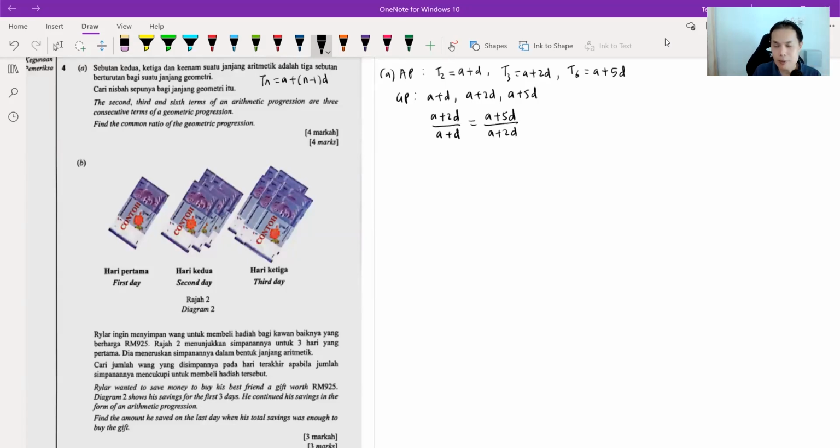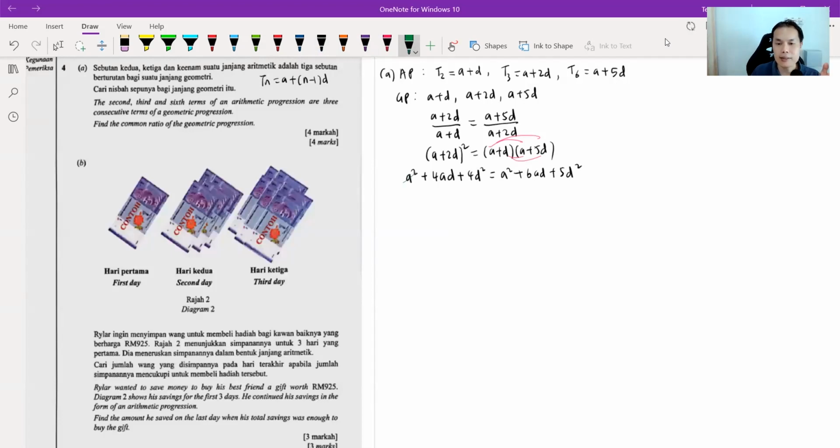So we need to cross multiply and simplify this equation. When you cross multiply, it's (a plus 2d) squared equals (a plus d)(a plus 5d). Now let us expand this. You should get a squared plus 2 times a times 2d, which gives 4ad, and then 2d squared gives 4d squared. For the second one, you expand one by one. This gives a squared, 5ad plus 1ad is 6ad, and then 5d squared.